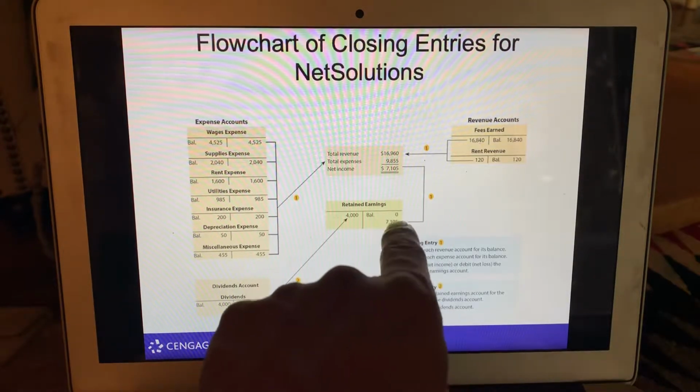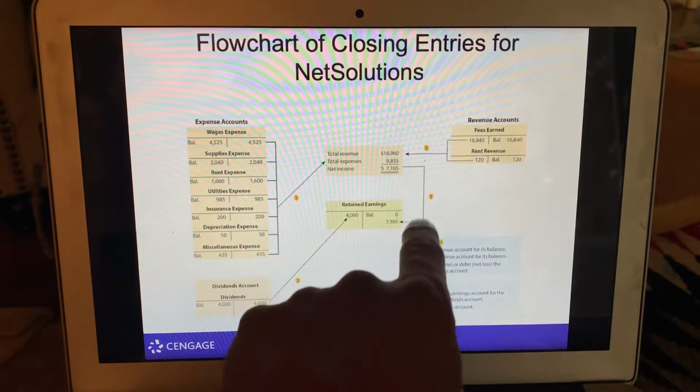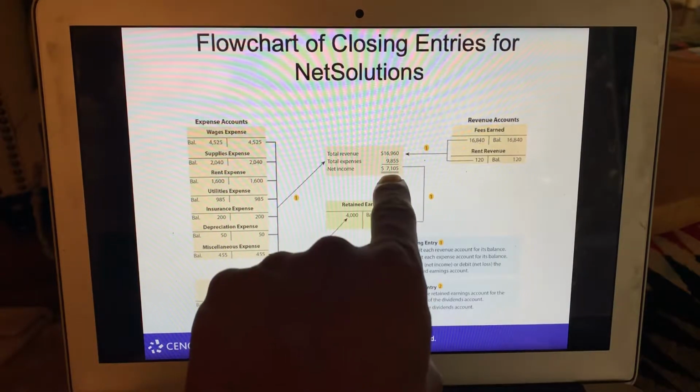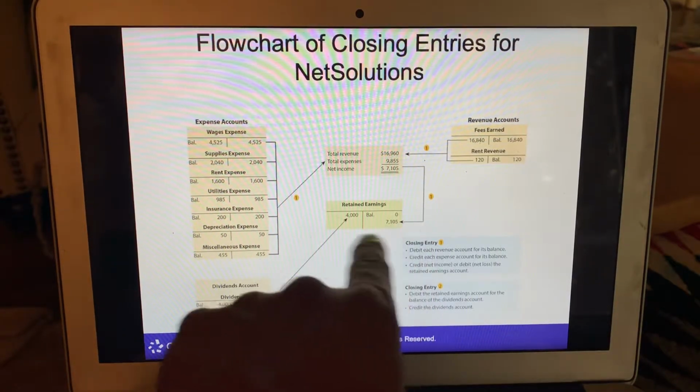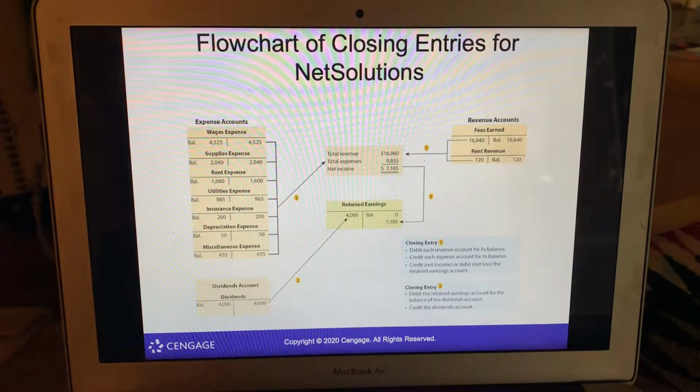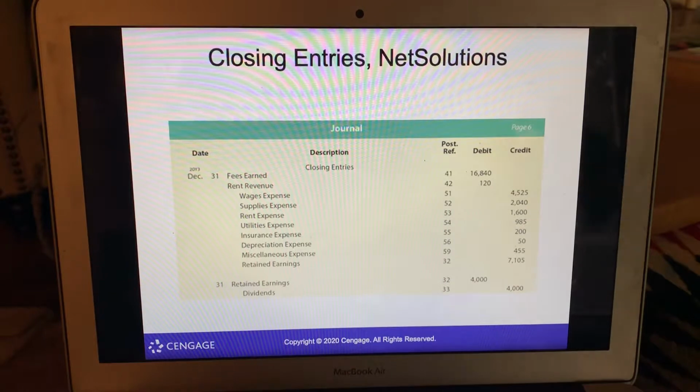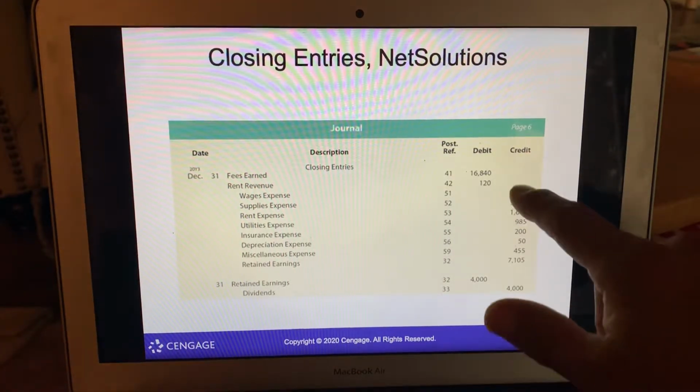Now, keep in mind here, we're having to close this out, so this will be a debit, which means we'll have a credit in retained earnings. So the difference between those two will go onto our retained earnings. Okay, let's see. Closing entries, so what I just talked about.